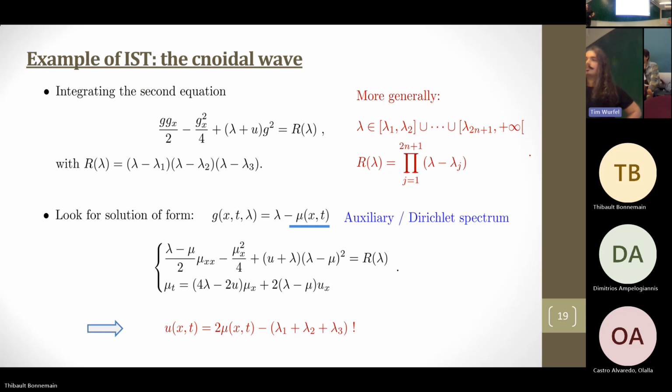Not clear to me, exactly how they came up with it. So the idea is that one should look for g equals 0. g equals 0, but lambda equals 1, for x of t.